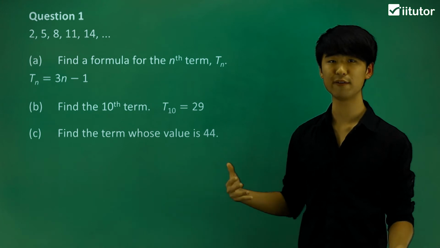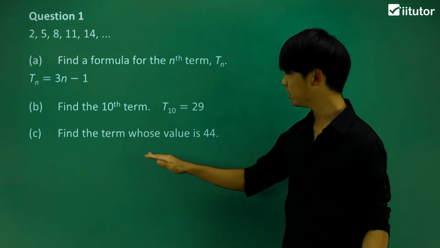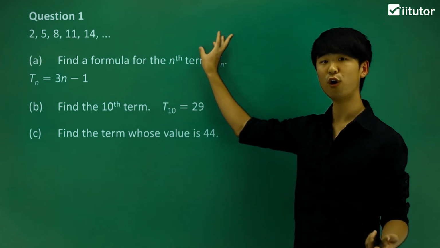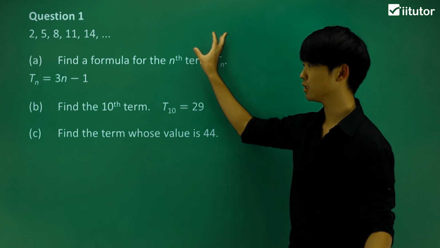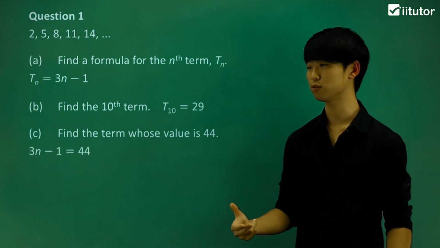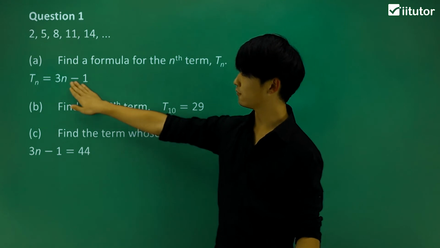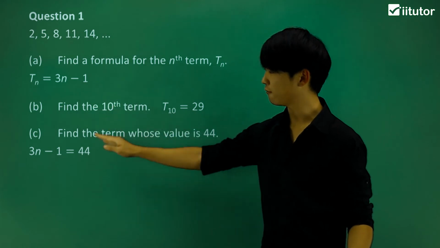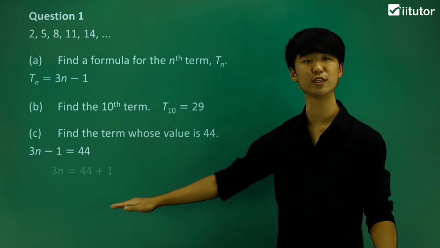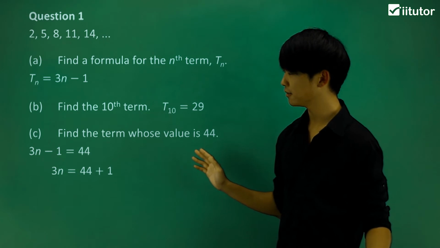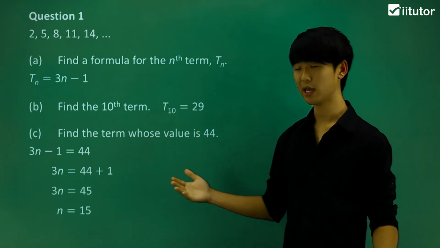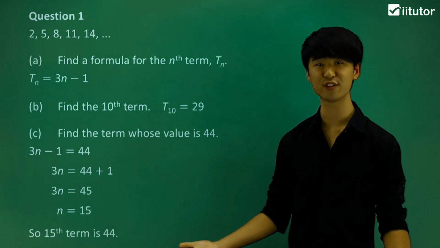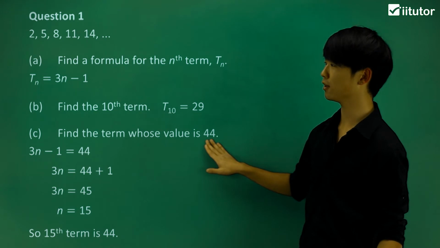Now looking at part C, we're going to have to find the term whose value is 44. Somewhere along this pattern, we're going to have the number 44, and we're going to try and find which term that is. In other words, we're going to try and find n when t equals 44. Again, we have this formula, and I'm going to sub in 44 into t, and try and find what that n is. Let's simplify this equation down. I'm going to move 1 to the other side. Let's calculate it, and we find that n equals 15. So the actual answer to this question is, the 15th term has a value of 44. That's how we answer these questions.